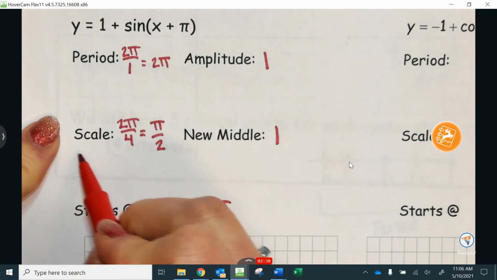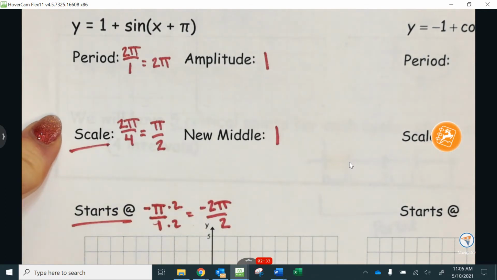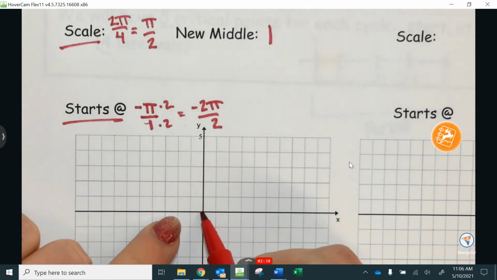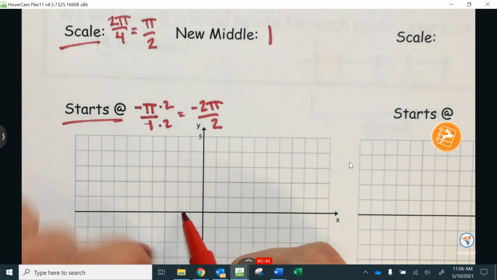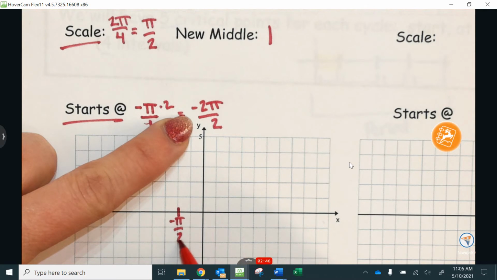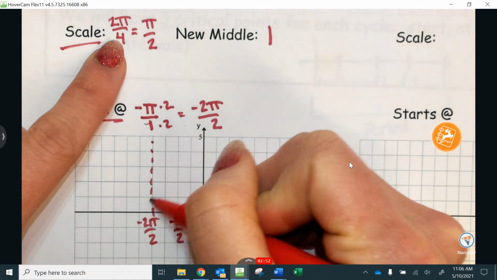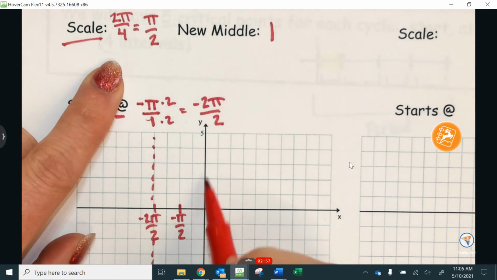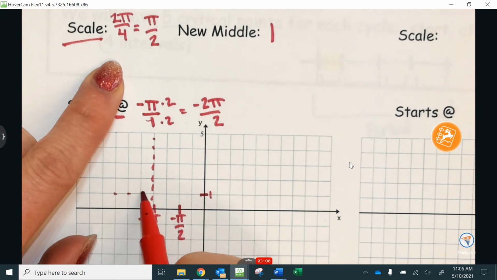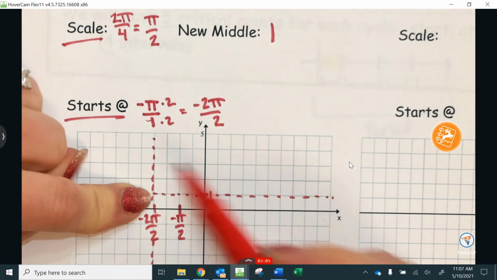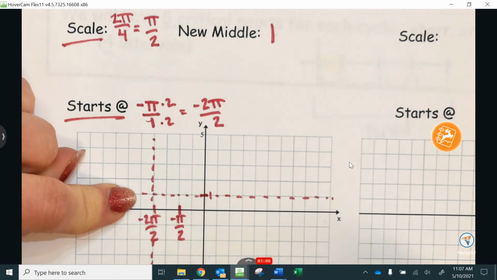So you want your scale and your start to be the same denominator. So then when I'm counting, now instead of always going to the right, I might have to go to the left because I'm starting at negative 2 pi over 2. So negative pi over 2, negative 2 pi over 2. So now this is my new starting point. My new middle is at 1. So that is my new starting point right there. Okay?